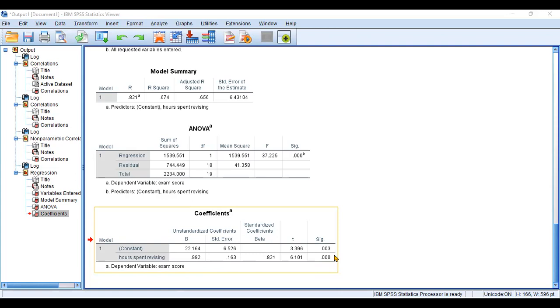So in sum, when we go to the coefficient, what are we looking for? One, the nature of the relationship. That is gotten by looking at the sign of the unstandardized coefficient. The sign here is positive, meaning that time spent revising and exam score move in the same direction. The more you revise, the more there is a possibility of increasing your exam score. That's the first thing we are establishing. The second thing is the effect. To what extent is the time spent revising affecting our exam score? We said that if we increase the time spent by 1 minute, then we will increase our exam score by 0.992. And finally, that result is significant given our T values. Is that clear?